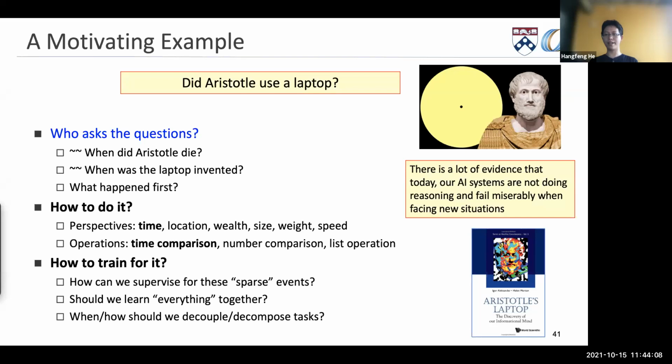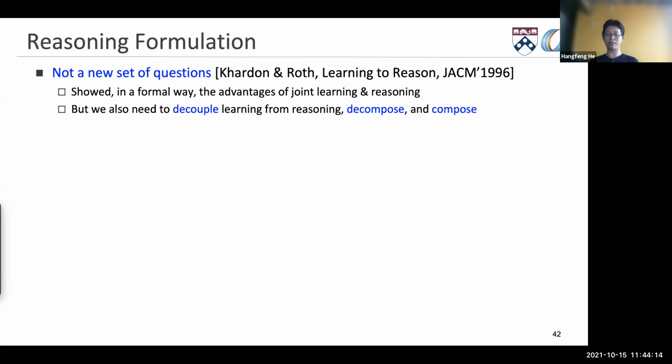As we all know, our AI systems are not doing reasoning and fail miserably when facing new situations. We definitely need some reasoning formulations to guide us. This is not a new problem. We already have a lot of theoretical formulations for abductive reasoning, deductive reasoning, and others. Among them, learning to learn showed the advantages of joint learning and reasoning in a formal way. This is relevant to the current mainstream model, the end-to-end deep networks, which also assumes that we shouldn't predefine the representation ahead of time. But we also need to decompose the problem into smaller ones and then compose the solutions back.